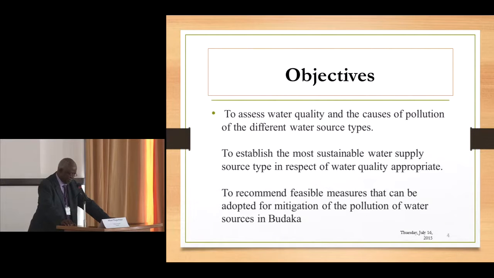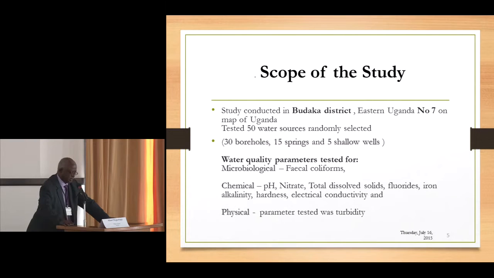So we did a study to assess the water quality and the causes of pollution, establish the preferred technology, and recommend feasible measures to deal with the problem of water pollution. We conducted it in Budaka. Our sample was 50 water sources, randomly selected: 30 boreholes, 15 springs, and 5 shallow wells. We tested microbiological, chemical, and physical parameters.